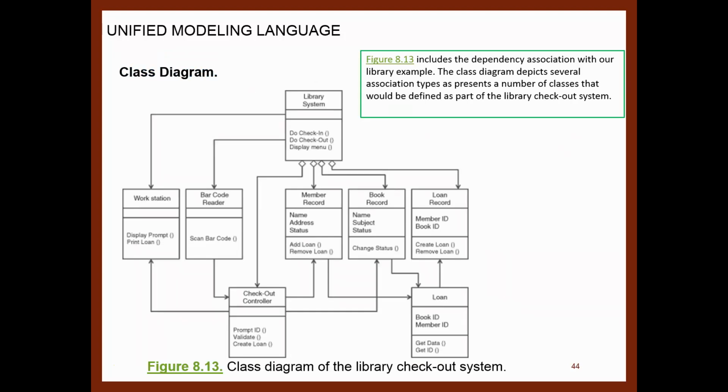Here's another example. Here we include the dependency association with our library example. The class diagram depicts several association types and presents a number of classes that will be defined as part of the library checkout system.